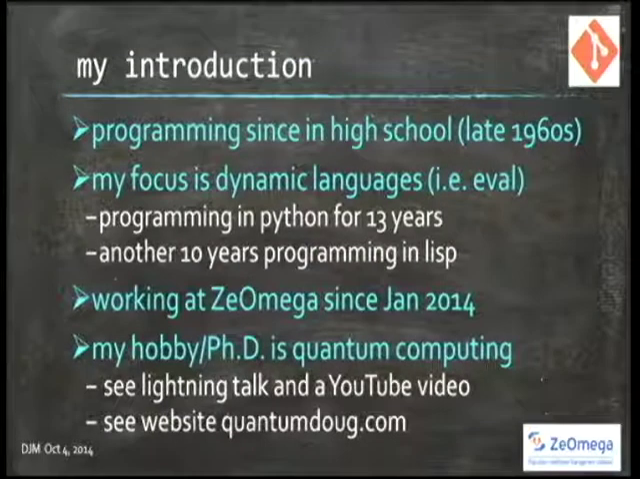My introduction: I've actually been programming since I was in high school, and since that was in the late 60s, that was unusual at that time. But my focus lately has been on dynamic languages, and I like any language that has a val in it, except Perl. Okay, but I've also been programming for 13 years in Python and another 10 years in Lisp. So I come from a functional programming and function and object mixture from Lisp.